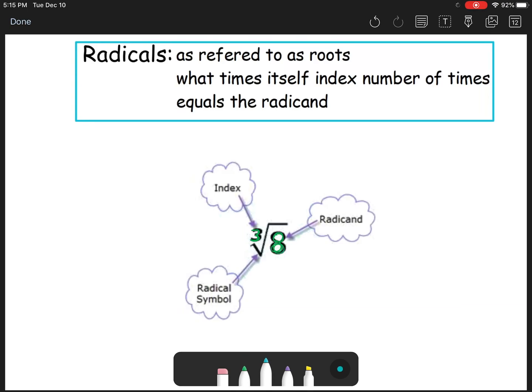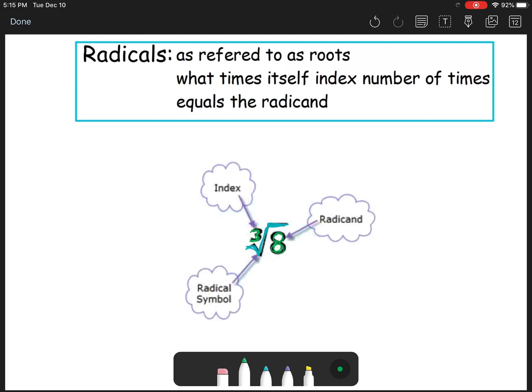So this little check mark with the line on top of it, that is our radical symbol. Anytime you see that, that's talking about radicals or roots. The number on the outside is called the index, and it's telling us what root we're taking. Usually we take the square root, but we could take the cubed root, or the 4th root, or the 5th root, or the 100th root, whatever we want. And then the number under the radical symbol is the radicand.